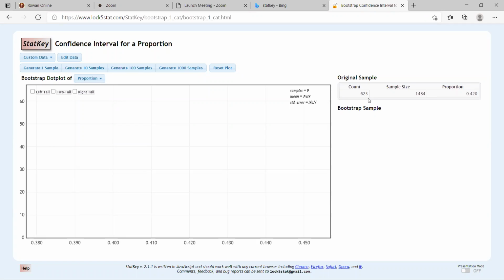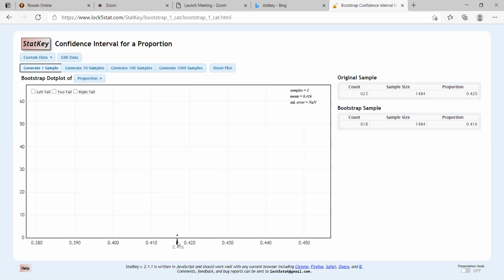So we get these bootstrap samples, which do not look like the original sample because some people will be chosen more than once and some people won't be chosen at all. And how does the computer do it? Randomly. It just randomly selects people. All right. So I'm going to choose one of these. The way to choose a bootstrap sample is I go to the left here and it says generate one sample.